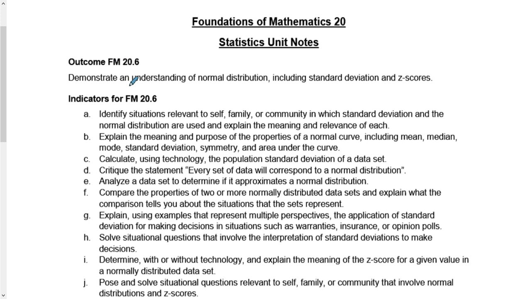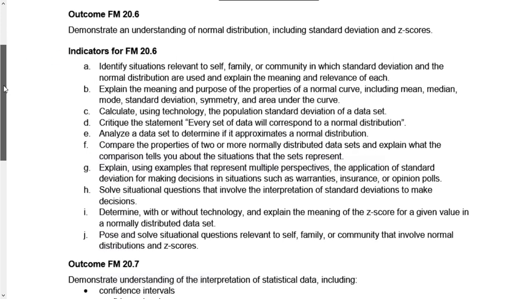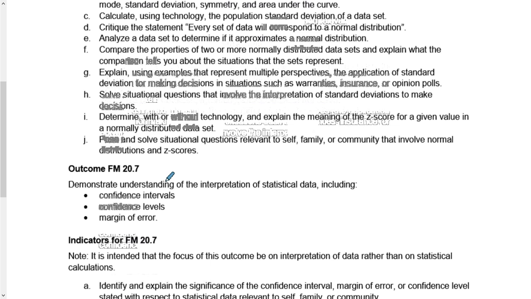The 20.6 outcome is going to be a lot greater on the depth. For example, we're going to be talking about normal distribution, standard deviation, z-scores, as well as tying back to our grade 7 understandings. And 20.7 talks about some interpretation of data, which involve confidence intervals, confidence levels, and margins of error.